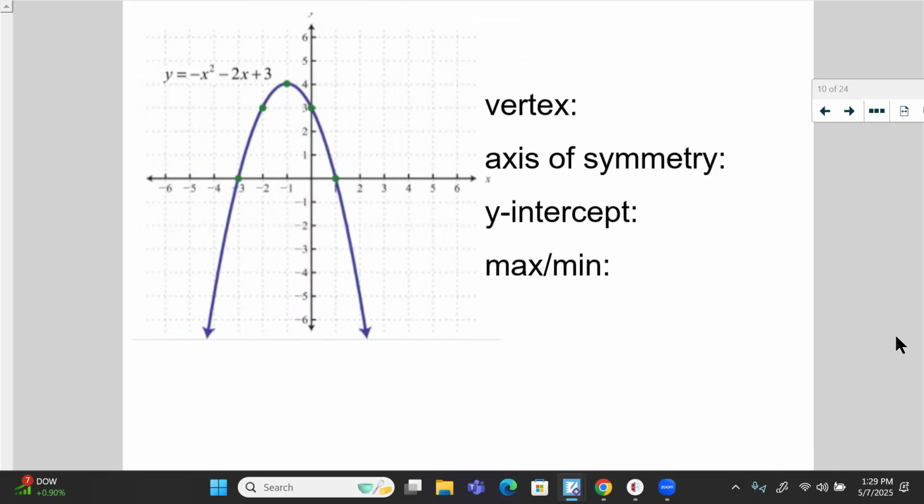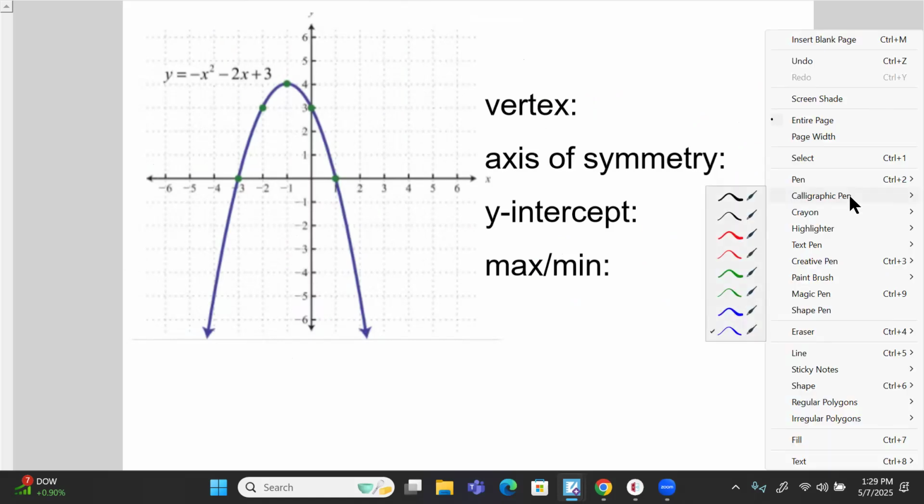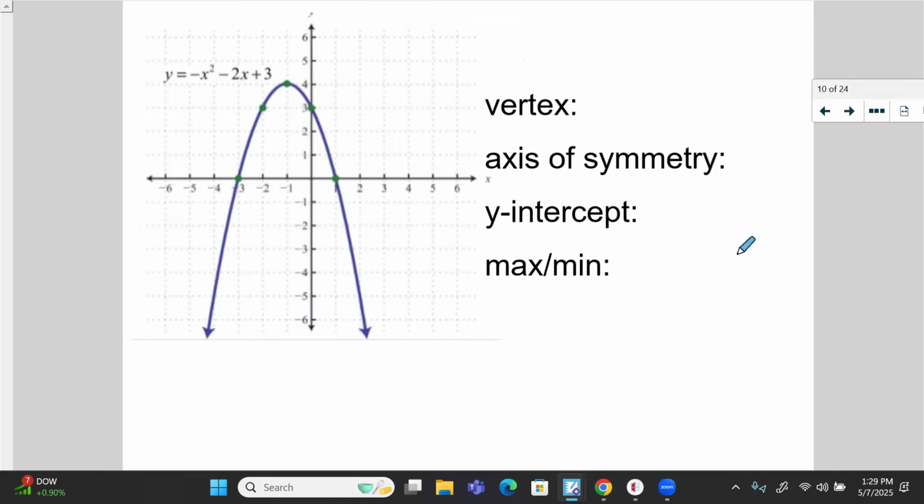All right, let's do another one together. First thing we want to find is our vertex. So our vertex, again, is where the graph changes direction. It's the point. So this has a vertex of (-1, 4), because that's where that point is. Your axis of symmetry is the x value of your vertex.